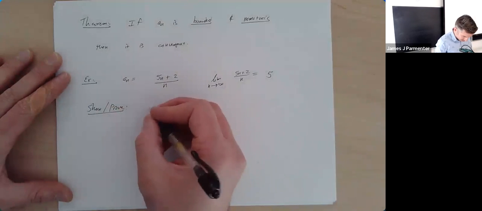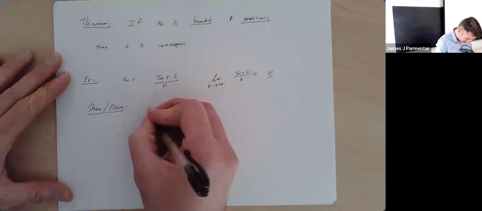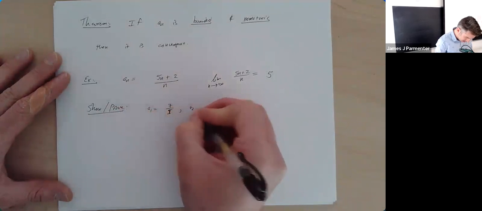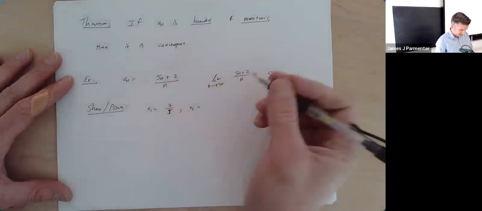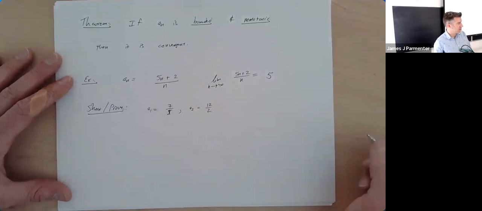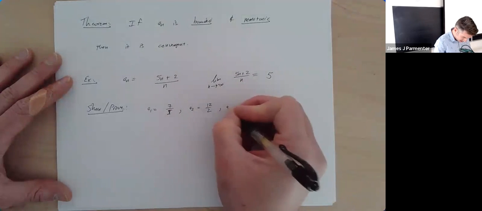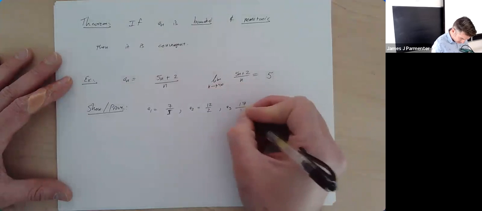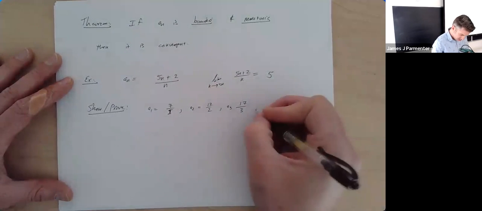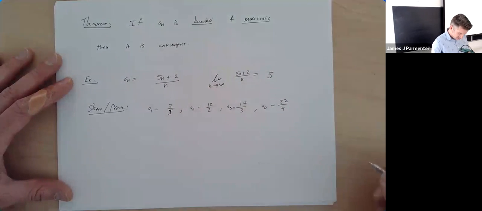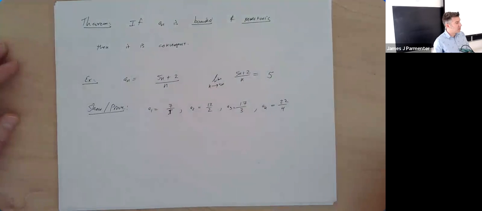So if I start writing down some terms, a sub 1 is going to equal 5 plus 2 over 1, which is 7. And a sub 2 is going to be, I'm just adding 5 to the top and 1 to the bottom, so it's going to be 12 over 2. That got smaller, right? It's 6. And then a sub 3 is going to be, add 5 to the top again, 17 over 3. A little bit smaller. A sub 4 is going to be 22 over 4. A little bit smaller. I'm thinking it's probably decreasing.